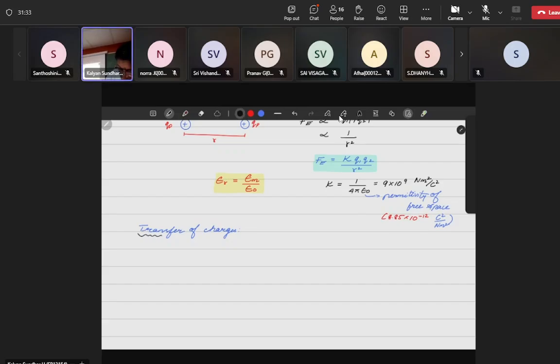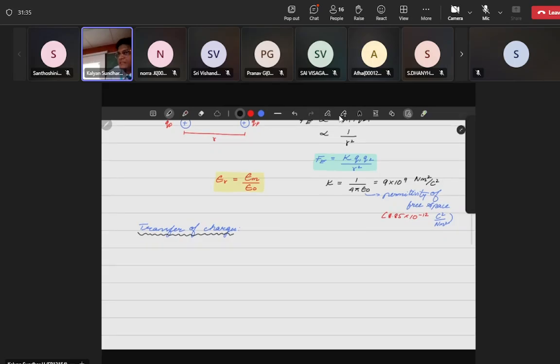So next one is about the transfer of charges. What are the modes of transfer of charges?